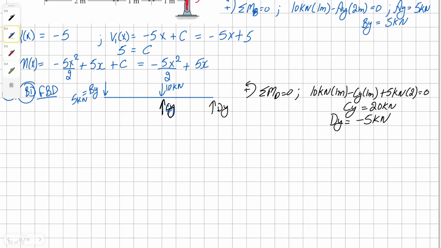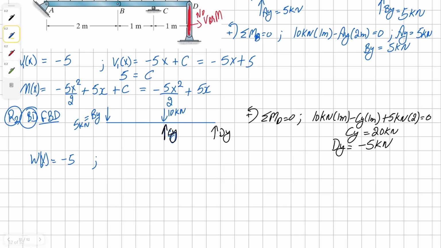Now we can take the load equation and find our equation for shear and moment. So our shear is going to be negative 5x plus the constant, and we know our shear is going to be negative 5x times 2 plus 5, which is going to be just positive 5.